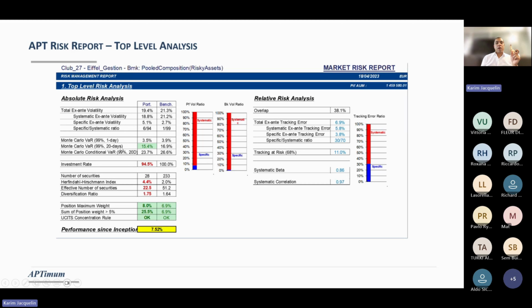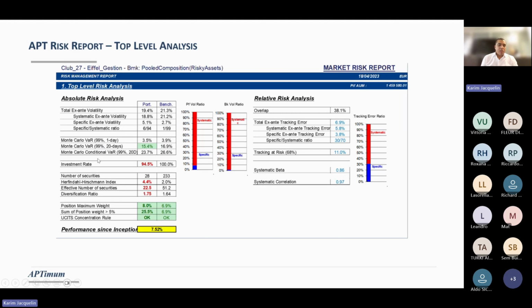And you have a 1% probability to lose more than 15.4% for this portfolio over a horizon of 20 days. You can see that it's in green because in real life, for what we call UCITS funds, there are some limits that you cannot exceed. And the limit for UCITS funds is 20% for value at risk, 99%, 20 days. So if you are below 20%, you are good and you are UCITS compliant. And usually 20% value at risk corresponds to a 30% volatility.